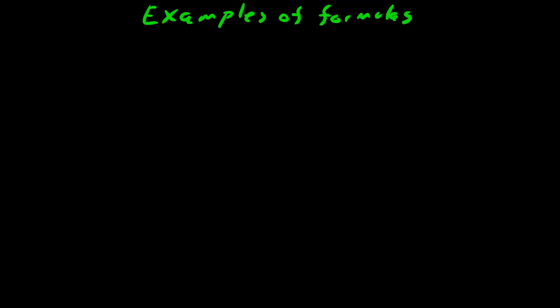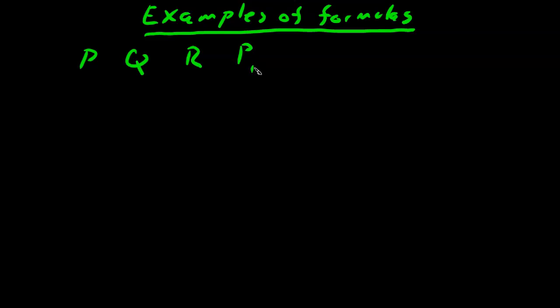Before moving on, it would be helpful to look at some examples of formulas, just to get comfortable with how formulas work in logic. Obviously, P, Q, R, P1 are good examples of atomic formulas. But what about examples of compound formulas? Well, one formula might be R implies not P.